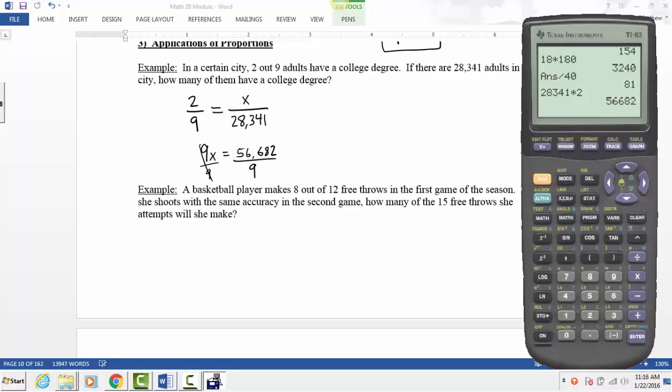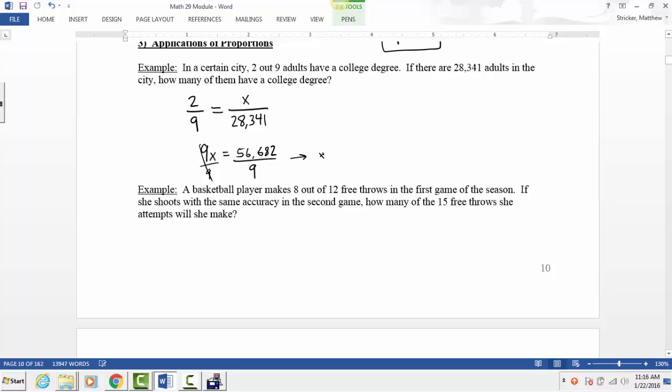Come back over here, divide that by 9. We get 6,298. So x equals 6,298. 6,298 adults have a college degree in this particular city.